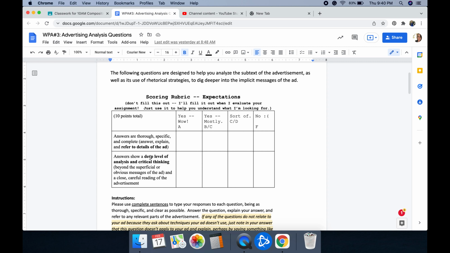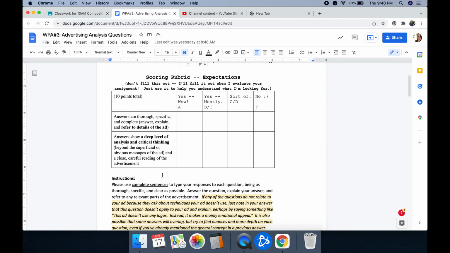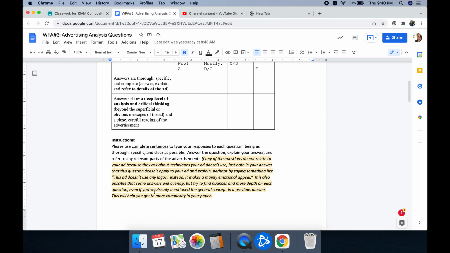And I'm looking for a deep level of analysis and critical thinking. So we want a close and careful reading of the advertisement, thinking about all the little subtle details. If you think you've seen everything in the ad, look harder because there's probably a few of those subtle details that you are missing on the first look through. There's also a reminder here, please use complete sentences because complete sentences really help me understand what you're thinking, and that'll help me give you feedback that can help you develop your ideas.